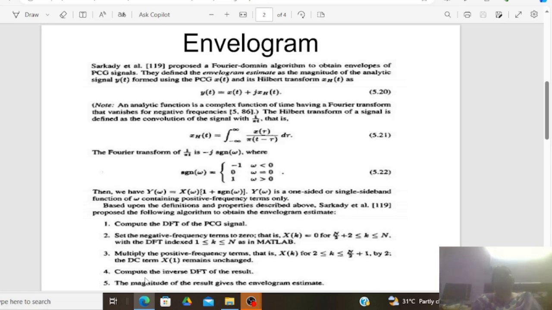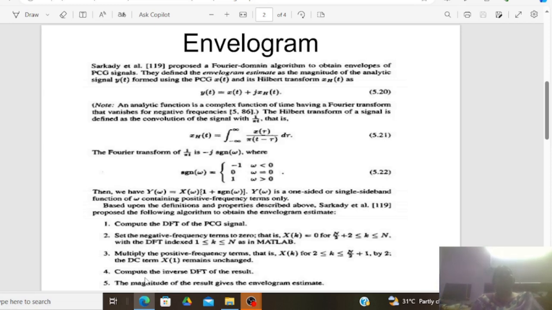The procedure for obtaining the envelogram is, first, we compute the discrete Fourier transform of the PCG signal. Then we set the negative frequencies to 0. That means we define x of k as 0 for k varying between n by 2 plus 2 to n, with the DFT index k varying between 1 to n.